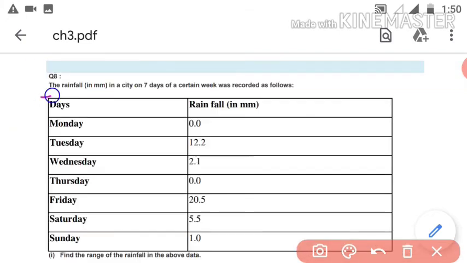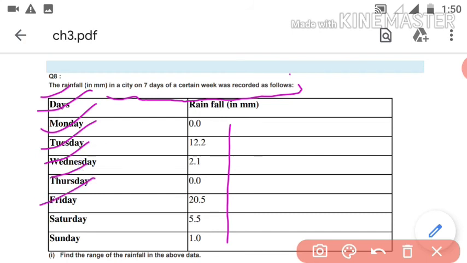So the rainfall in millimeter, okay, these values are in millimeter, in a city on 7 days of a certain week was recorded as follows. So days, Monday, Tuesday, Wednesday, Thursday, Friday, Saturday and Sunday. In these days the rainfall was recorded. For example, nowadays it is the rainy season. Sometimes it is raining continuously for 1 week, isn't it? So in the same way it was raining continuously for 7 days and they recorded the rainfall in millimeters.